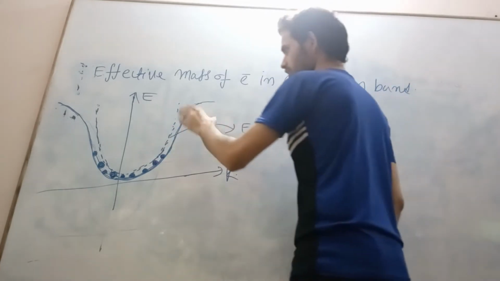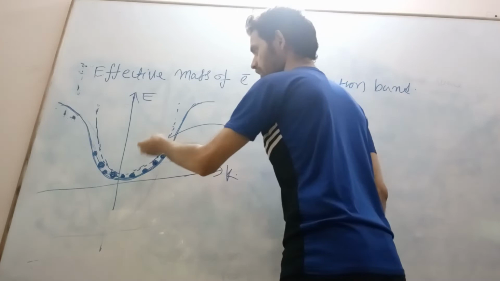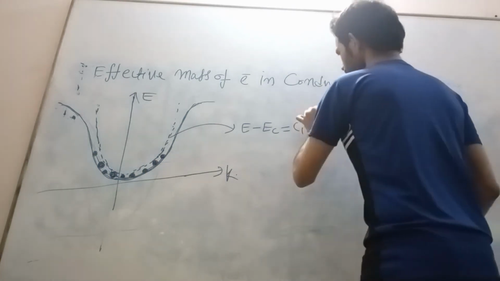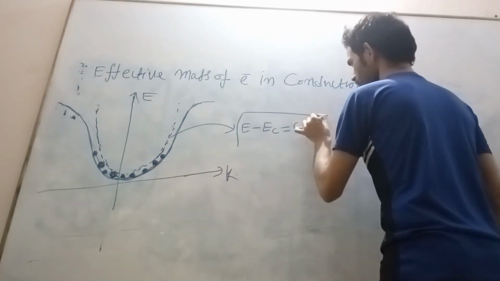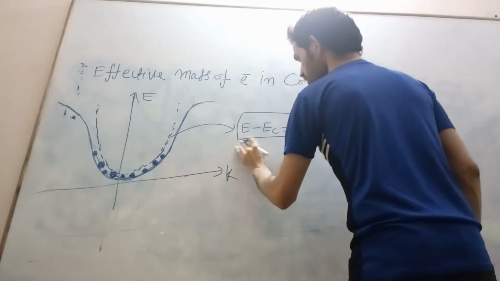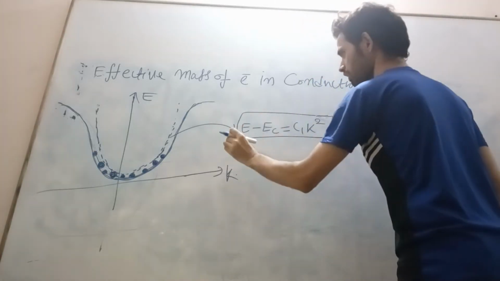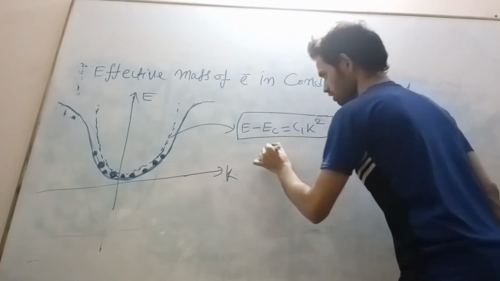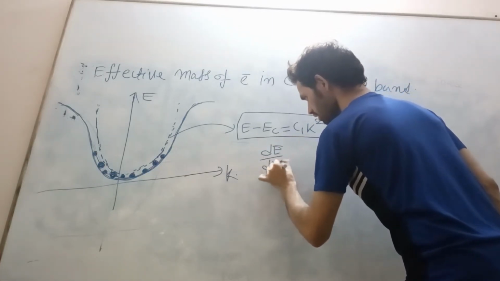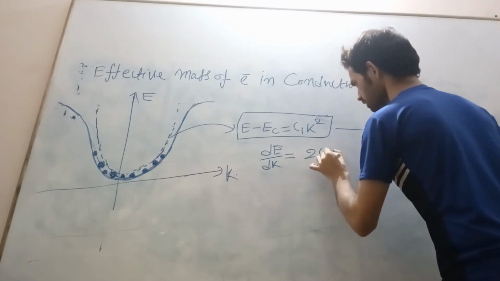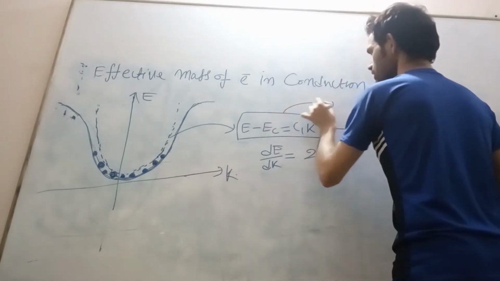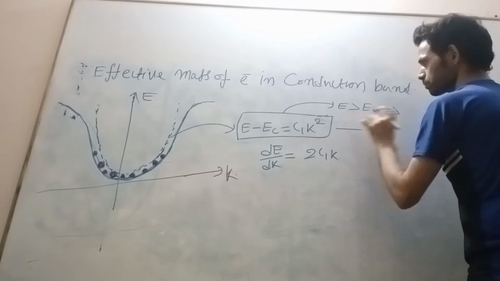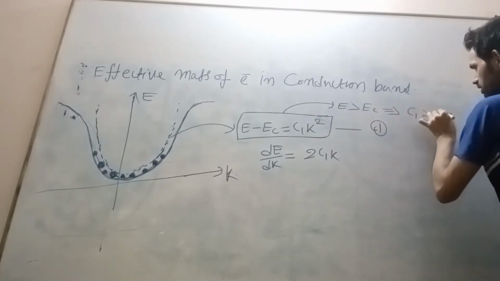This is the equation of the parabola, which is approximated for the electrons available near the bottom of the allowed energy band, or bottom of the conduction band. It is an approximated equation, just for the sake of finding the effective mass of electron in the conduction band. Let us say this is my equation number 1. Now differentiate this equation the first time: dE by dk is equal to 2C1 k. Now see here, E is greater than Ec.